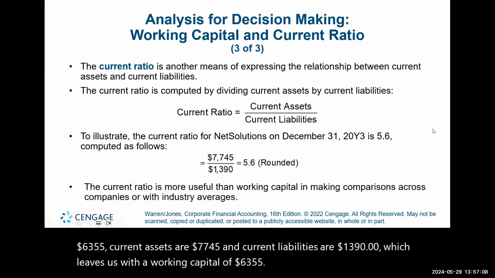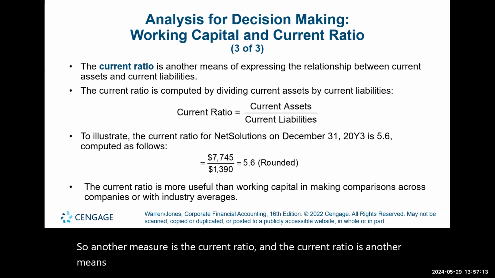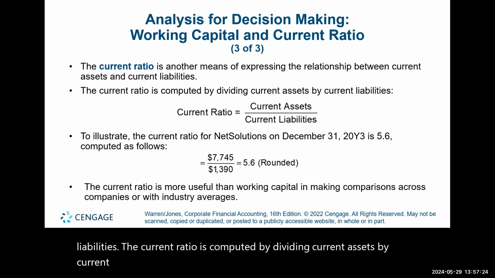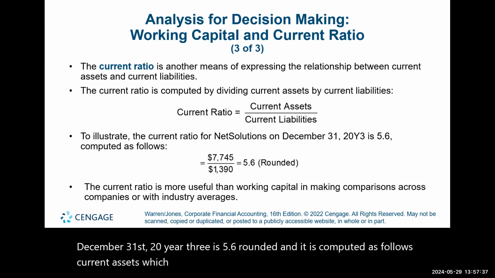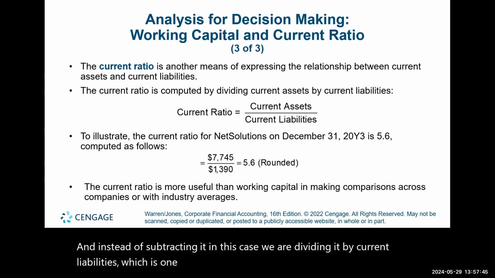Another measure is the current ratio. The current ratio is another means of expressing the relationship between current assets and current liabilities. It is computed by dividing current assets by current liabilities. To illustrate, the current ratio for Net Solutions on December 31st, year 3 is 5.6, rounded, and it is computed as follows: current assets, which is 7,745, and instead of subtracting, in this case we are dividing by current liabilities, which is 1,390.